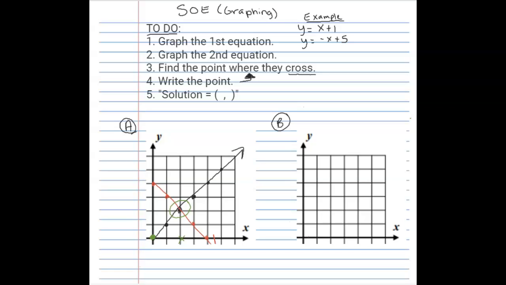Remember, it's two equations. It needs to have an x, needs to have a y. Now, it doesn't need to have an x and a y, but it needs to have two variables. We would just commonly use x and y. So here's our to-do list.